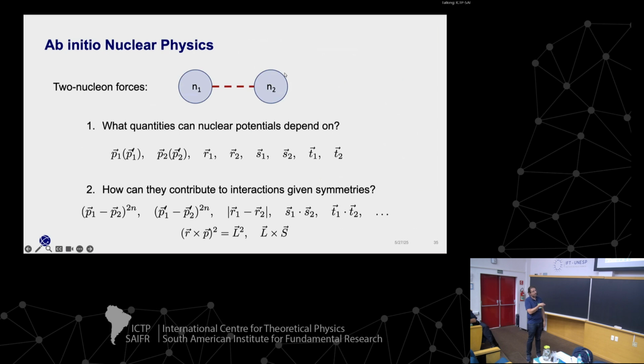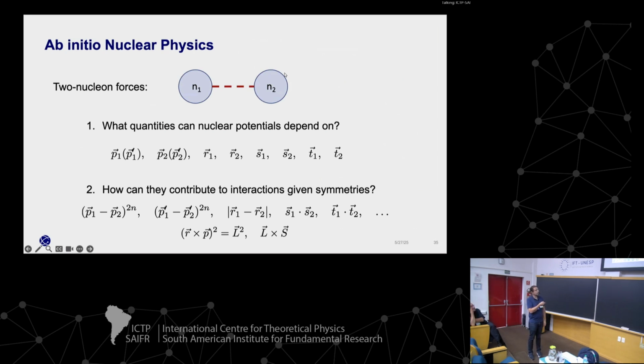So it can only depend on the relative distance of two particles. The same is true with momenta. If it only depended on one momentum, it would break the symmetries of QCD, so it can only depend on relative momenta. Spins, it cannot really depend on one spin alone, because if we reversed time, it would flip the particle spins the other way around, so the interaction would not be the same.